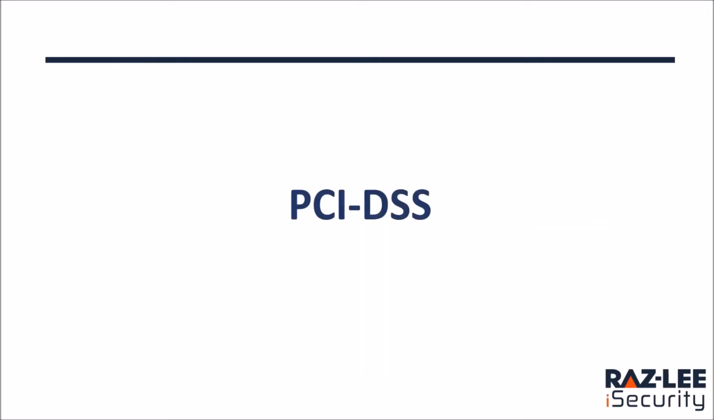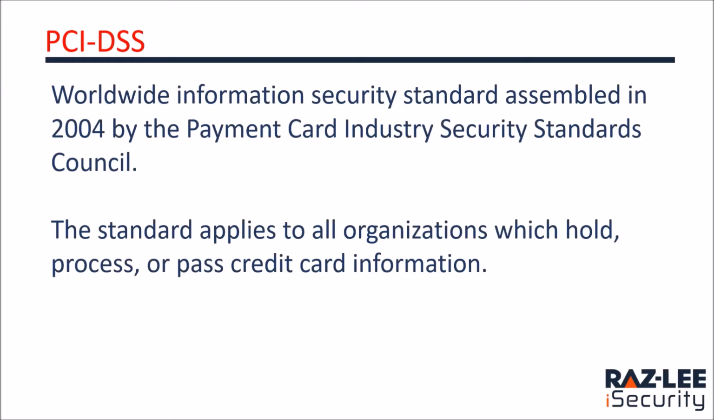And then we have PCI DSS. This is a standard assembled for the payment card industry security standards. It implies that any organization that holds, processes, or passes credit card information must treat that information as sensitive data. That data has to be encrypted or tokenized, and it has to be shown only to people with an authority level to take really important actions against it.